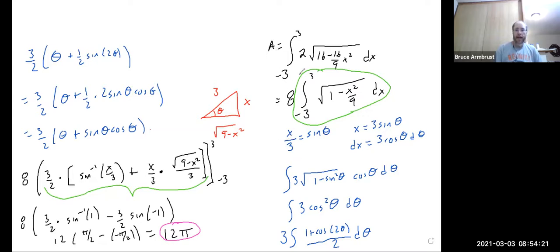So think about this, when x is equal to 3, if I plug that in here, I get 1 equals sine of theta, which gives me theta equals pi over 2. So I could have put that in as my bound here. And then the same thing, if x is equal to -3, then we get -1 equals sine of theta. So that's theta equals minus pi over 2.